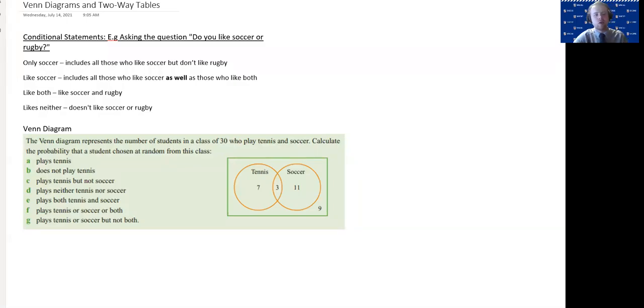Today we've got a video looking at Venn diagrams and two-way tables. This is part of our probability unit.